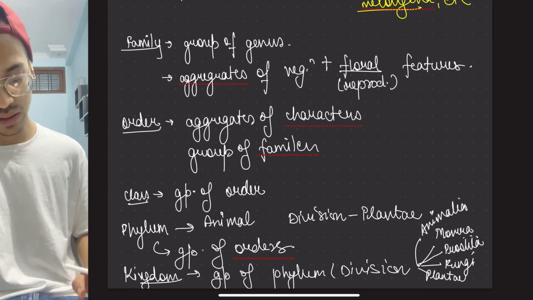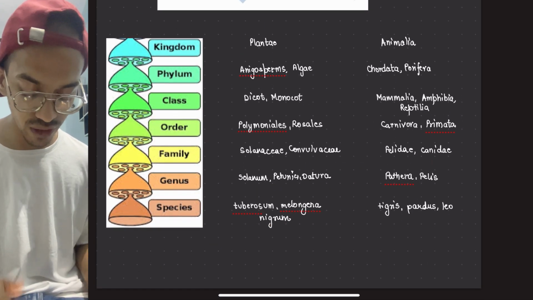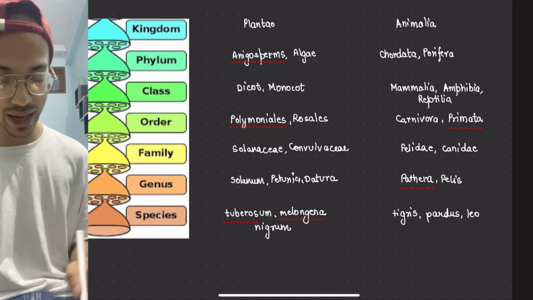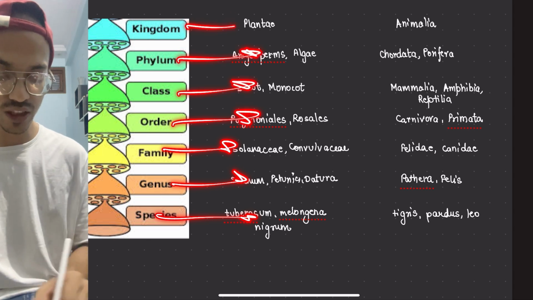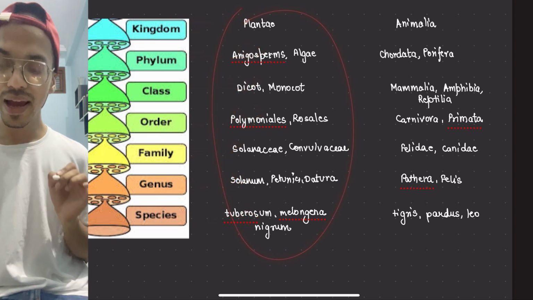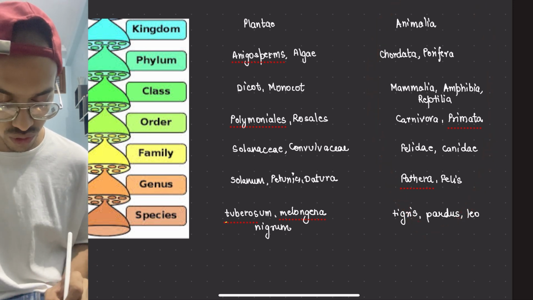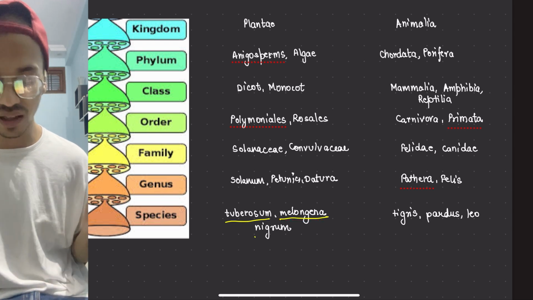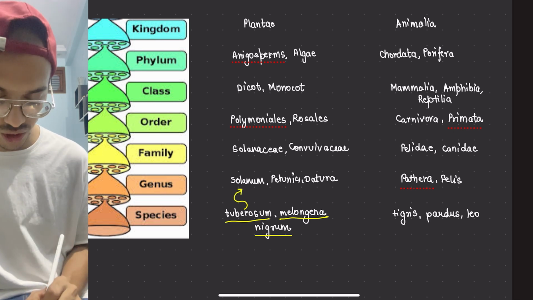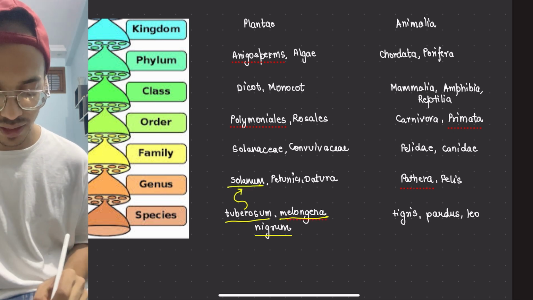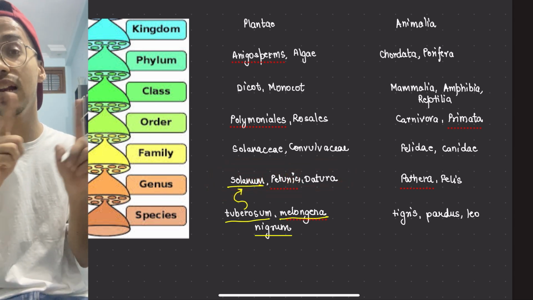Coming back to this, the example is given which you have to remember. I have already shown that this is species, genus, family, order, class. This is for the plant kingdom given in the example, and this is for the animal kingdom. Your examples tuberosum, melongena, and nigrum all belong to which genus? Solanum genus. Similarly, Solanum, Petunia, and Datura. Datura will come again later in 12th class, so here it could be a linking topic.